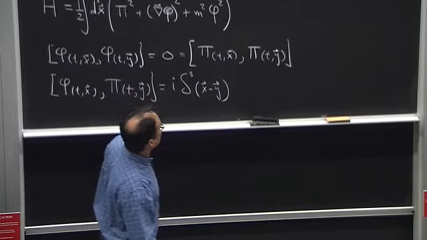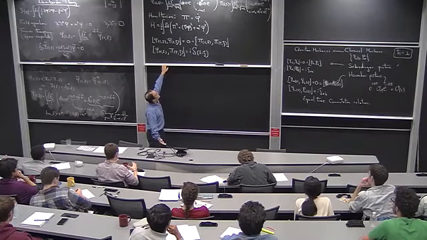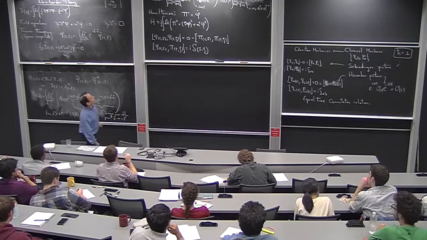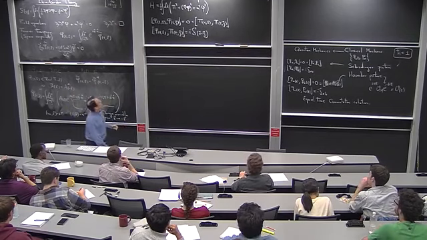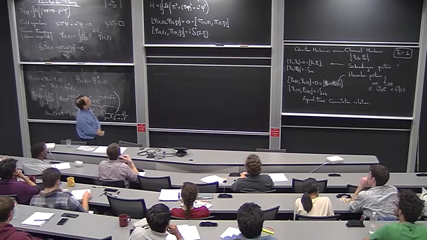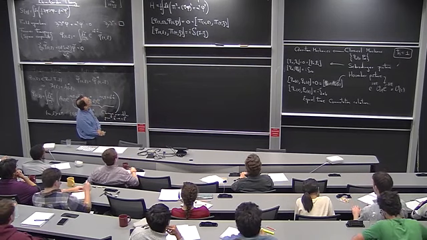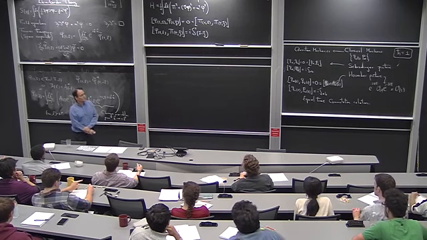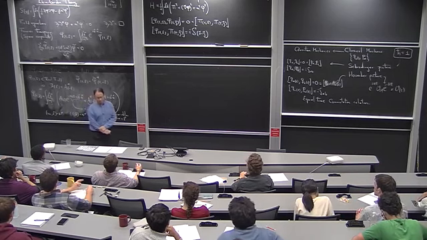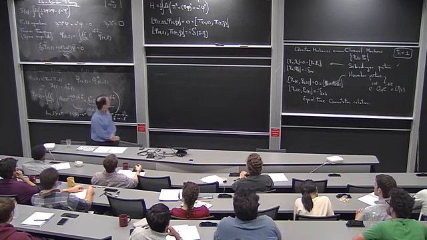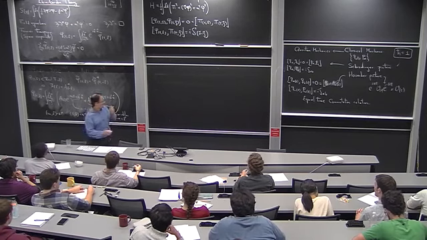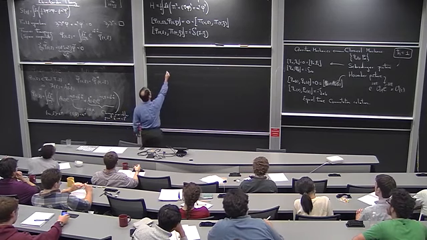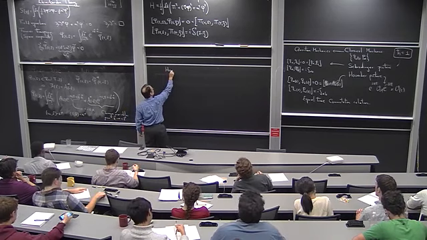Okay. So now by popular demand, you all want to know what the a_k's and a daggers do. So we could do that first, or we can consider the Hamiltonian first. Since I'm giving the lecture, I get to choose. So I get to choose to look at the Hamiltonian first.